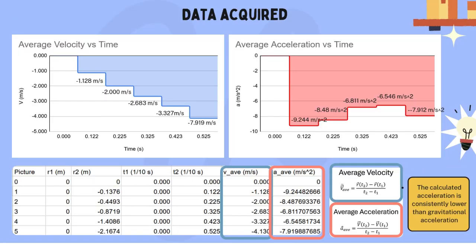Overall, the following data was acquired, plotting an average velocity versus time graph and an average acceleration versus time graph. By examining the average velocity graph, we can see that at the height before the fall, it had an average velocity of 0, where in snapshot 1, it had an average velocity of negative 1.128 meters per second. In snapshot 2, the object had an average velocity of negative 2 meters per second. In snapshot 3, negative 2.683 meters per second, followed by snapshot 4 with negative 3.327 meters per second, and finally negative 7.919 meters per second.